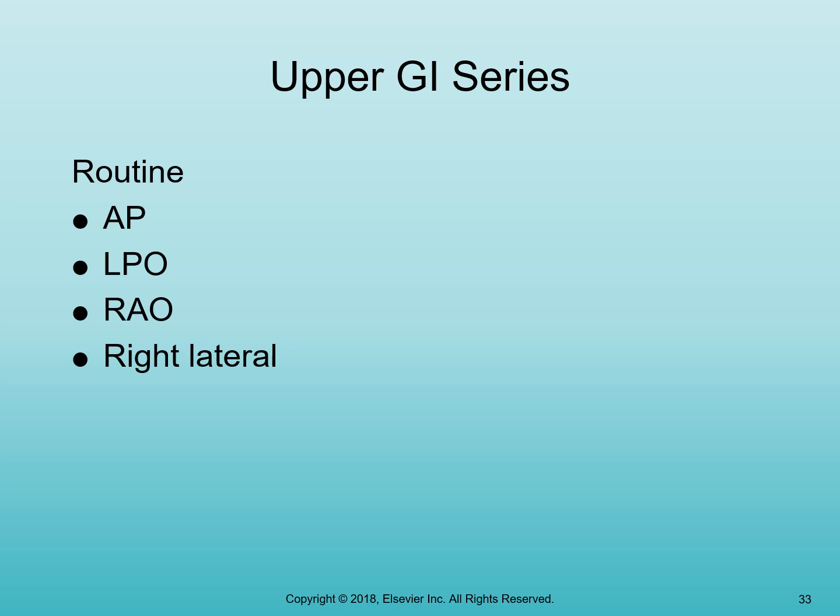What is the routine for an upper GI series? These 4 images here are what we would do for a routine upper GI. We would do an AP, an LPO, an RAO, and a right lateral. So these are considered overhead images.